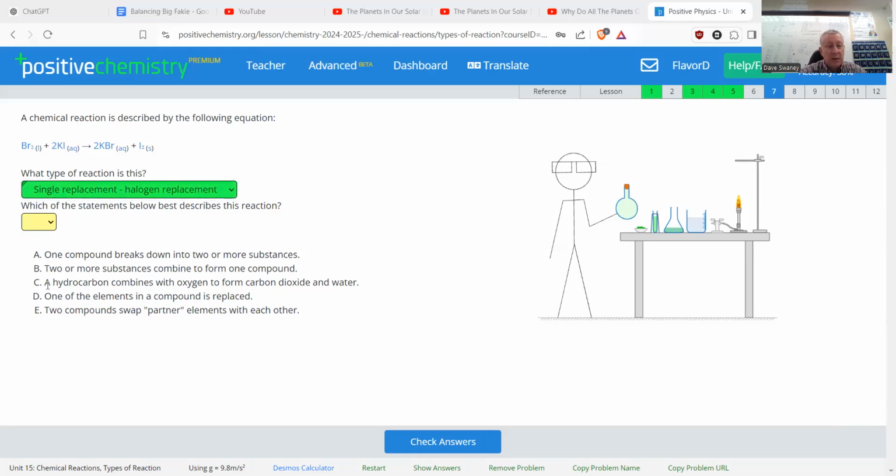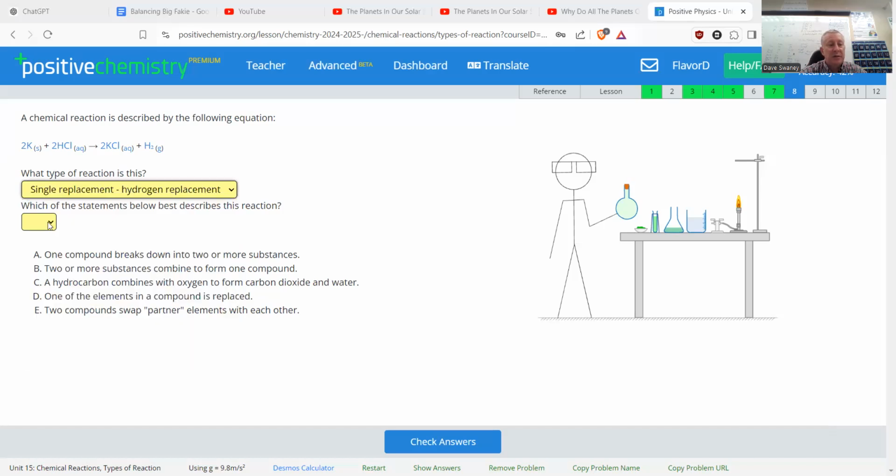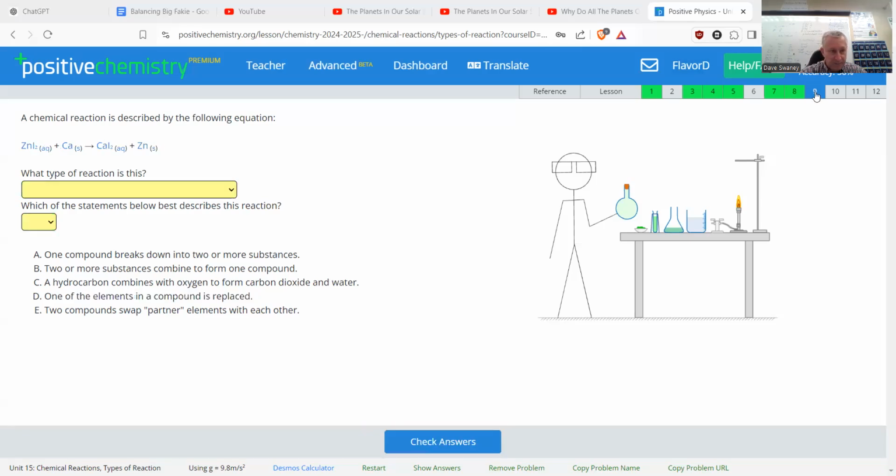Because one element was replaced. Here, the K replaced the H. So that should be a single replacement, and I guess that is a hydrogen replacement. And one of the elements was replaced. That is D. I don't know that it's important to have the hydrogen replacement part, but there you go.